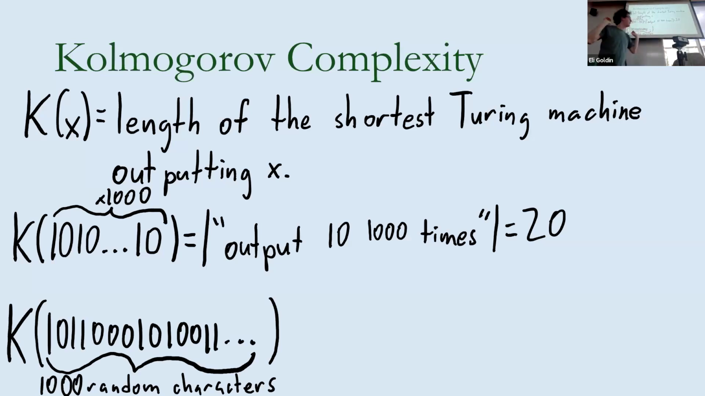Meanwhile, the Kolmogorov complexity of a really, really long random string, which is completely random values, is going to be roughly 1000, because there's no short description. So Kolmogorov complexity is like the length of the shortest description of the string.